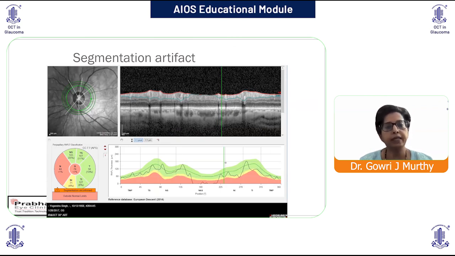So you can see in this example that in the middle here, the red and green lines are coincident. That means that the segmentation is totally inaccurate over here. And that is the reason why the TSNIT graph dips into the red and beyond here.